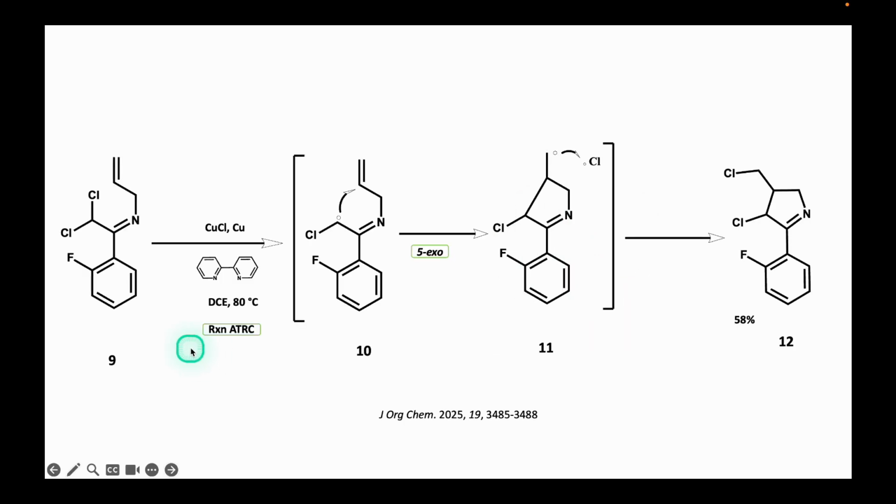Treatment of 9 with cuprous chloride using bipyridine as a ligand forms the secondary radical 10, which, via an intramolecular 5-exo addition, yields the cyclic radical 11, which upon trapping the chlorine from the reaction of 9 with cuprous chloride gives rise to the cyclic dechlorinated intermediate 12. This sequence of transformations constitutes the atom transfer radical cyclization reaction, abbreviated as ATRC.